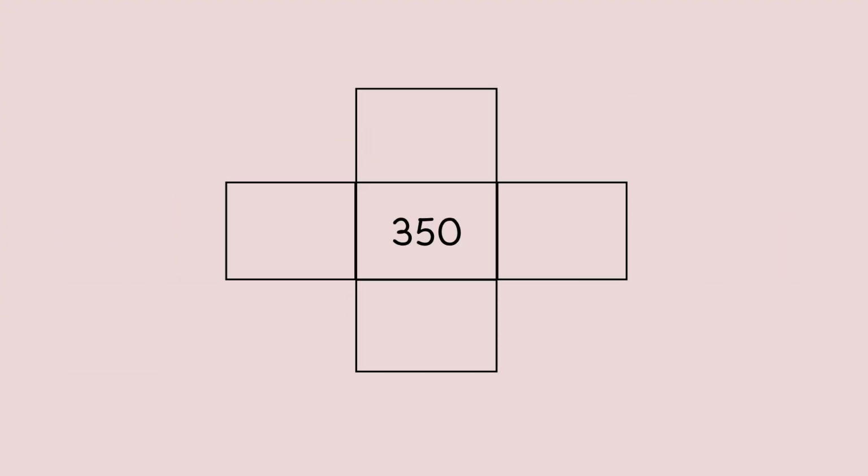Alright, here is our next puzzle. So the starting number in the middle is 350. So first, let's look at left and right. So if we slide to the left, we subtract 10. So that will be 340. If we slide to the right, we add 10. So that will be 360.